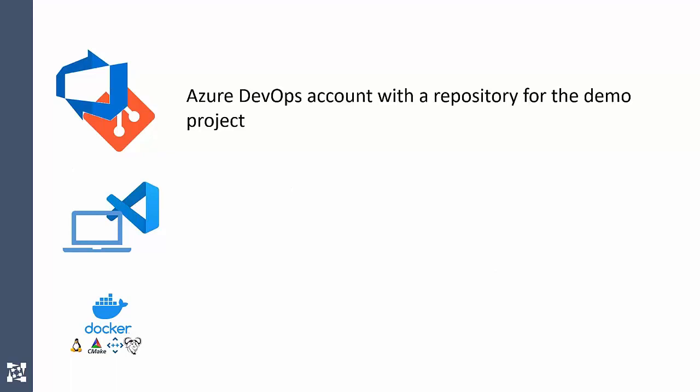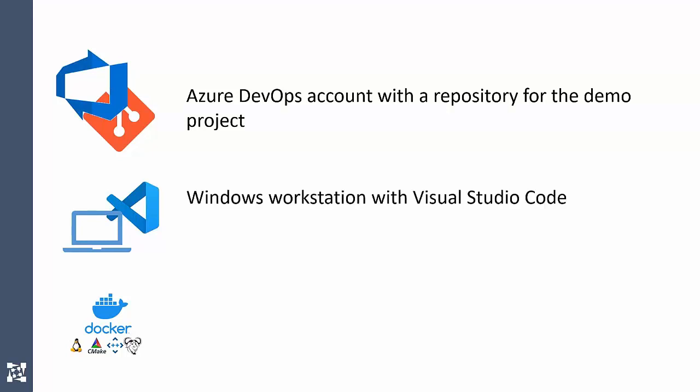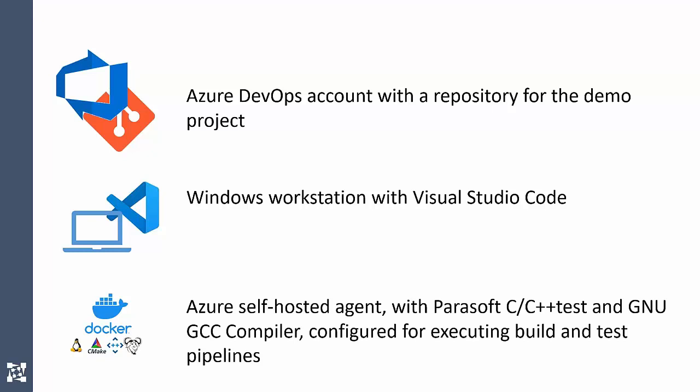For the demonstration, we will use an Azure account with a repository for the demo project, a Windows workstation with Visual Studio Code where some development will happen, and an Azure self-hosted agent for executing build and test pipelines. For this purpose, we will use a Linux machine with Parasoft C++ test and GNU GCC compiler.